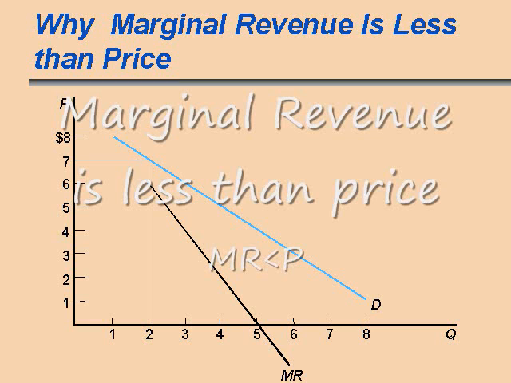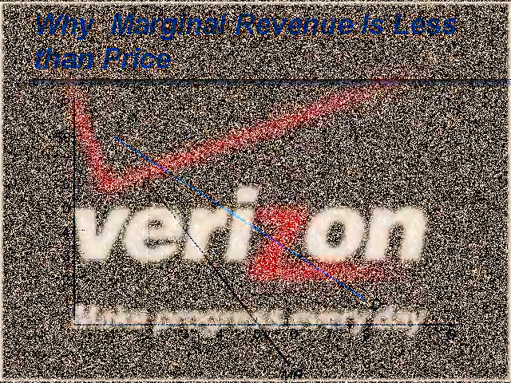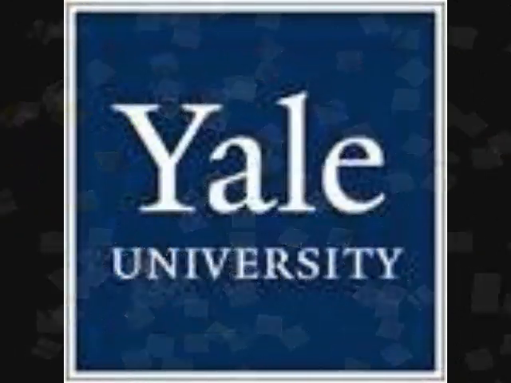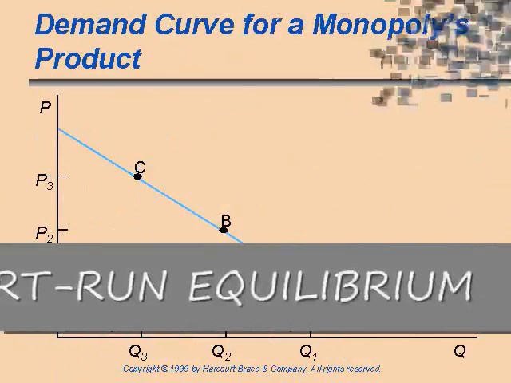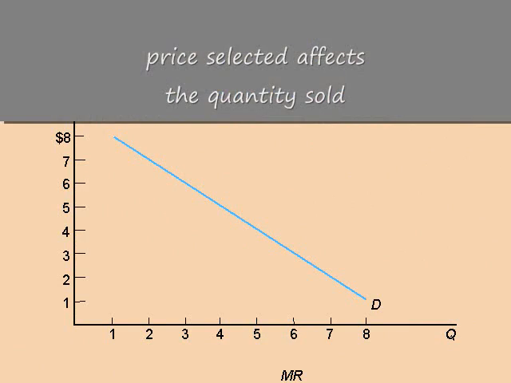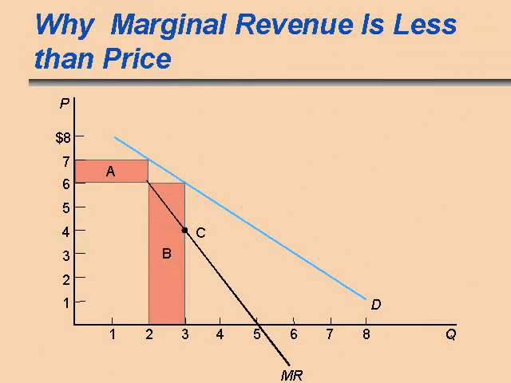The monopoly demand curve is downward sloping. Marginal revenue is less than price. To sell to another customer, a seller usually must lower price to all customers. Short-run equilibrium: a monopoly faces a downward sloping demand curve. The price selected affects the quantity that can be sold.